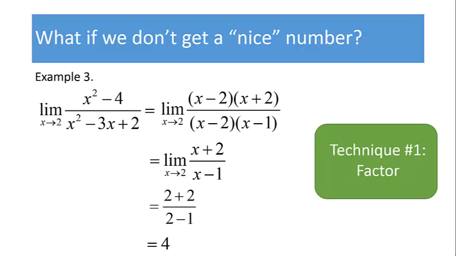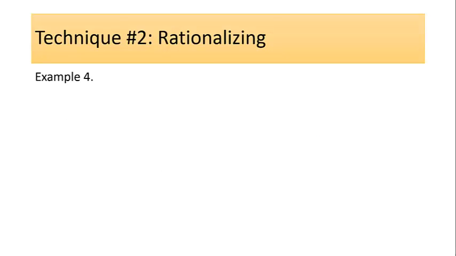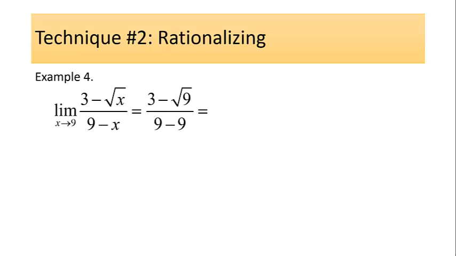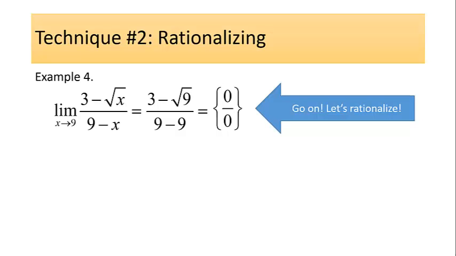Let's learn one more new technique, which is great for functions involving square roots. It's the technique of rationalizing. Here we have the limit of 3 minus the square root of x divided by 9 minus x as x approaches 9. Remember that our first step in computing a limit is always to evaluate. When we plug in x equals 9, we get 3 minus the square root of 9 divided by 9 minus 9, or 0 over 0. We must go on and investigate further. Our new technique is to rationalize.